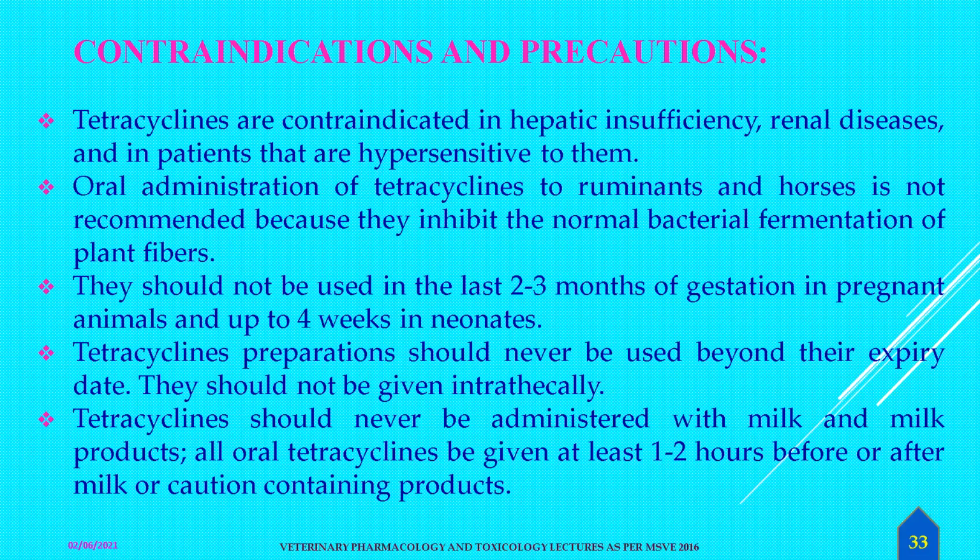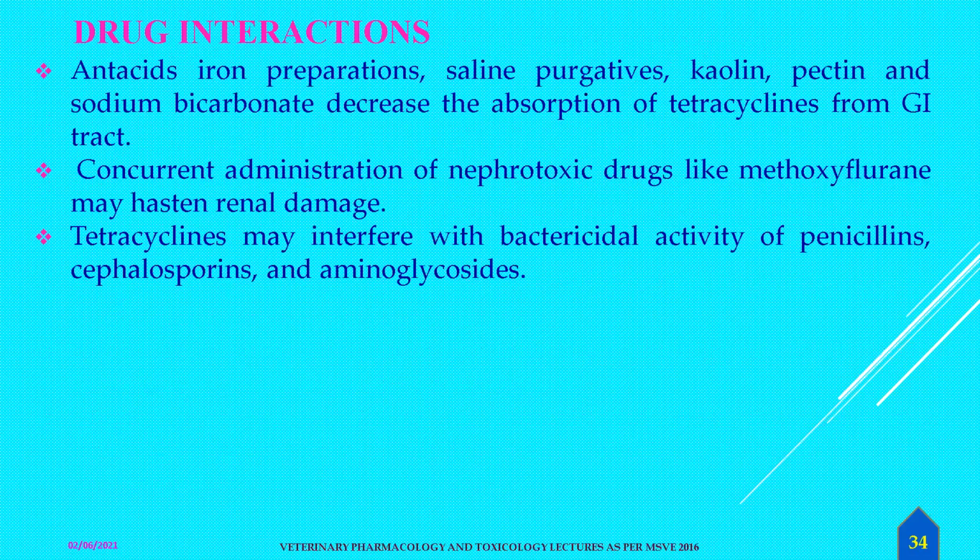And drug interactions, lastly: the antacids, the iron preparations, the saline purgatives, kaolin, pectin, then sodium bicarbonate. These are the drugs which, if simultaneously administered, are going to decrease the absorption of the tetracyclines from the GI tract, especially the antacids. They get neutralized. And simultaneous administration of nephrotoxic drugs like methoxyflurane may hasten renal damage. Any nephrotoxic drug should not be administered with the tetracyclines, especially the aminoglycosides.